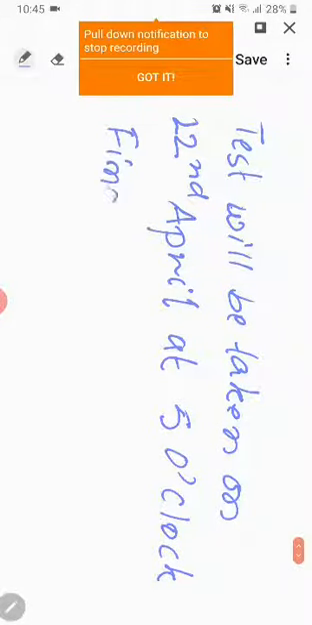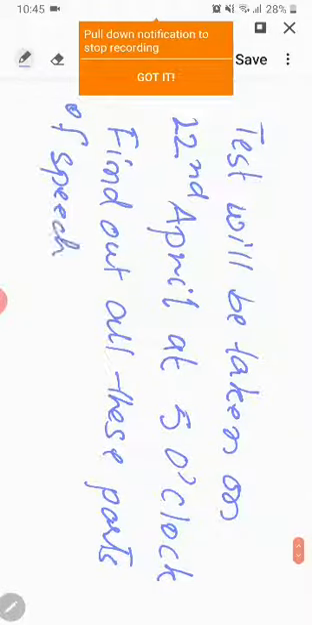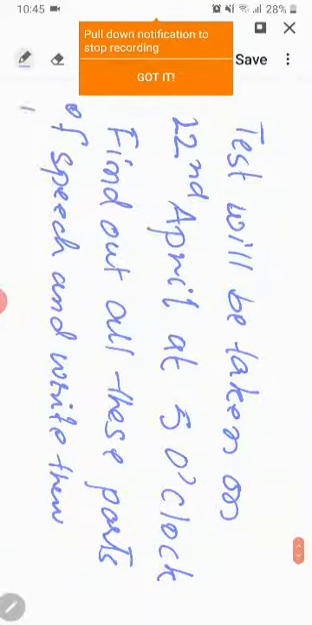Find all these parts of speech and write them properly.